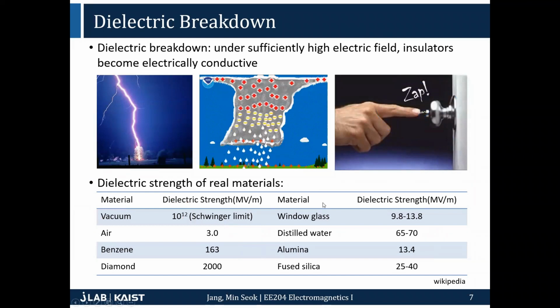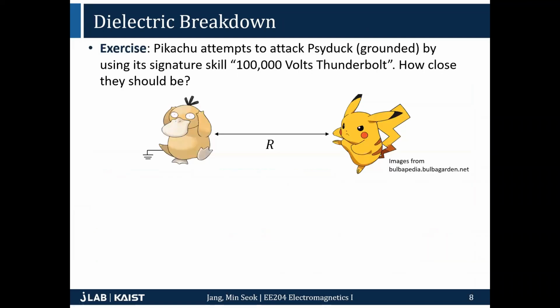Okay, here's one final page that I want to cover, just to give you some refreshment about dielectric breakdown phenomena. So you know that Pikachu has a very famous signature skill of 100,000 volt thunderbolts. Okay, so thunderbolt is a lightning. So you need to use a dielectric breakdown phenomenon in order for this to happen.